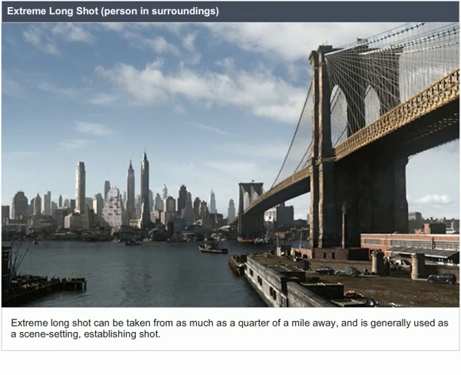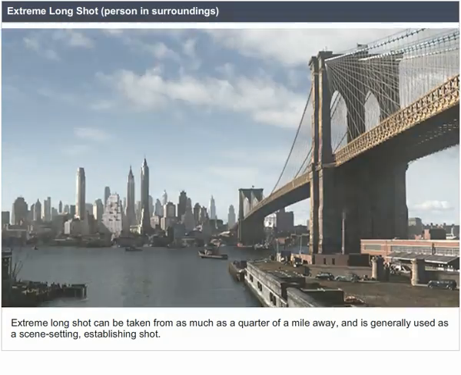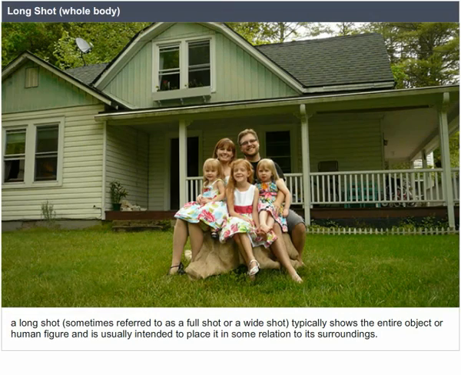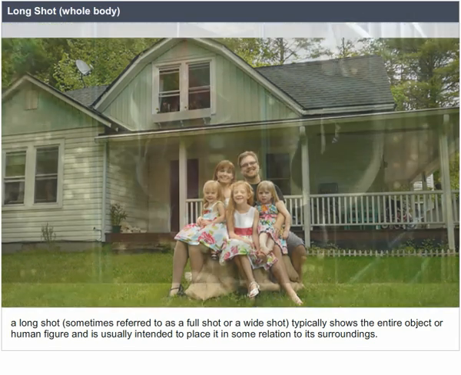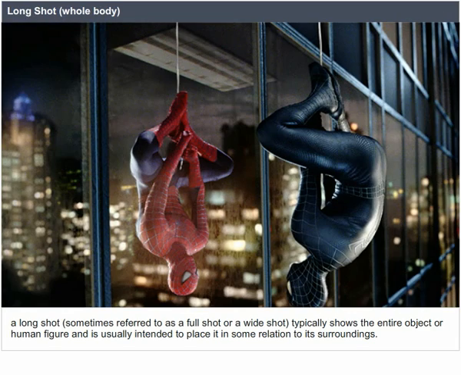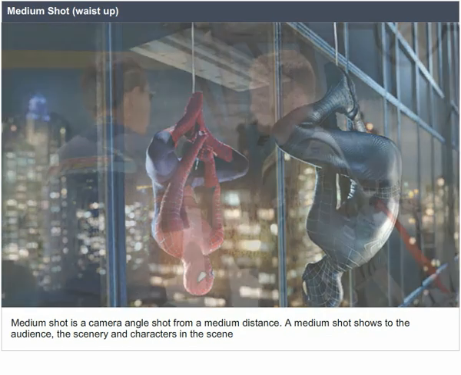Extreme long shot, person in surroundings. Extreme long shot can be taken from as much as a quarter of a mile away and is generally used as a scene setting, establishing shot. Long shot, whole body. A long shot, sometimes referred to as a full shot or a wide shot, typically shows the entire object or human figure and is usually intended to place it in some relation to its surroundings.